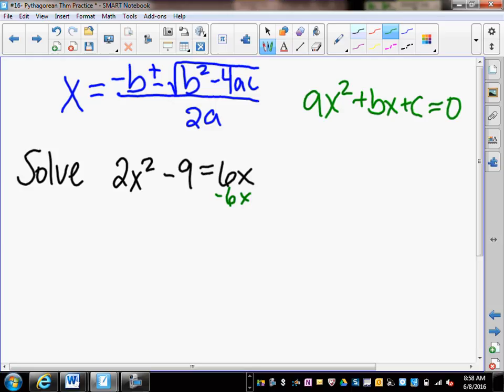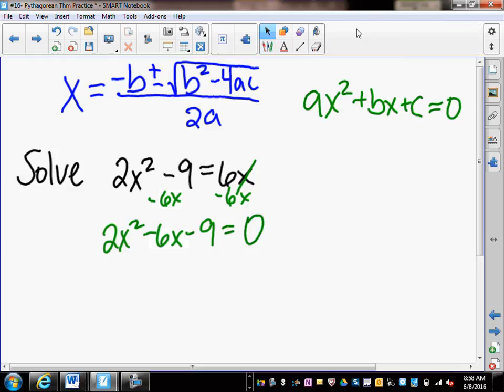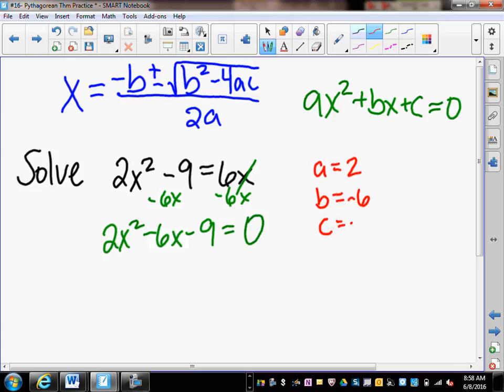Now can I combine 6x with anything on the left? No, none of them are like terms. So we get, in that order, x squared minus 6x minus 9 equals 0. Now you can continue from there. A is 1, B is negative 6, C is negative 9.